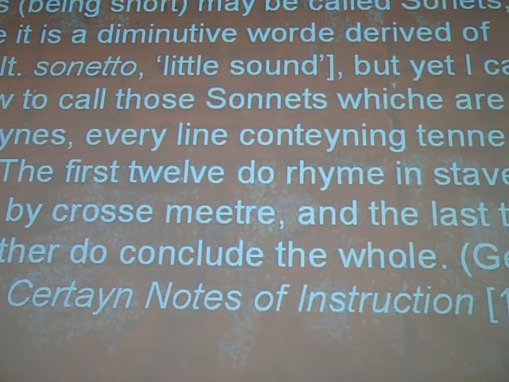So the first 12 lines of the sonnet do rhyme in cross meter. Now we'll come back to cross meter because you have to work out what that is. It's what in Italian is called the rime incrociate, kind of crossed rhyme. Stave there just means a stanza. That's what they used to call it then. So the first 12 lines, 4 lines by cross meter. So 3 groups of 4. This is what makes up your sonnet. 3 quatrains. And the last 2 make a rhyming couplet, sort of summing the whole thing up.